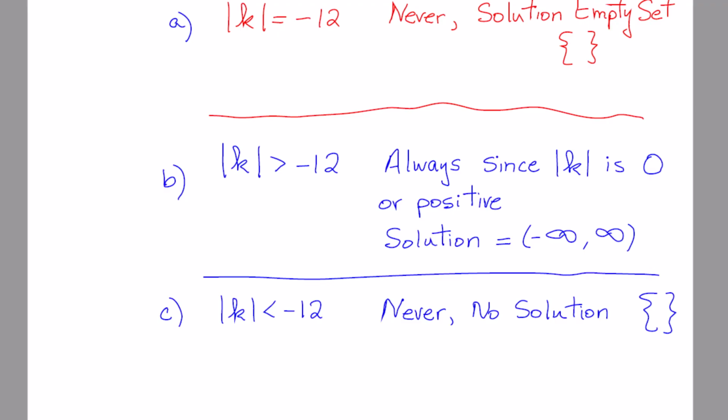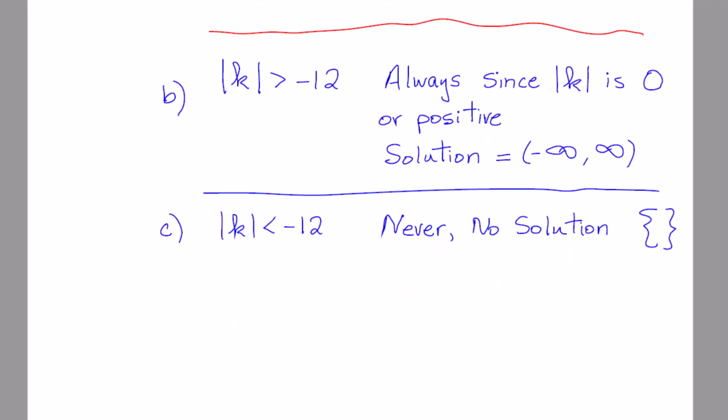What about C? Again, the same reasoning. This thing on the left can only give me a 0 or a positive. And could a 0 or a positive ever be smaller than minus 12? The answer is never, and so there is no solution.